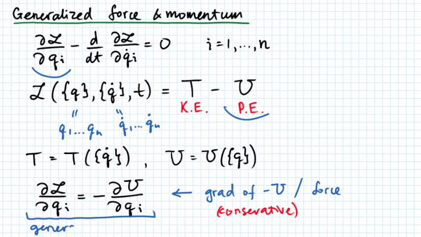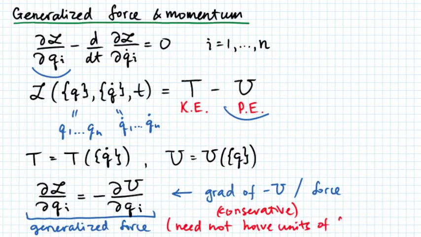Generalized force. Why generalized? Because it need not have units of force. Just like a generalized coordinate doesn't have to have units of length, for example, an angle, so a generalized force doesn't have to have units of force, newtons. For example, torque.